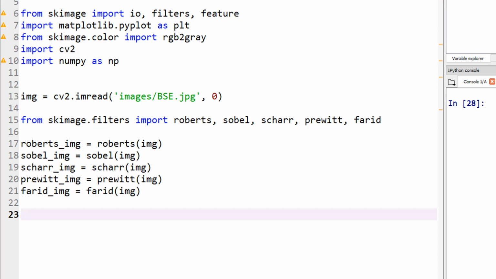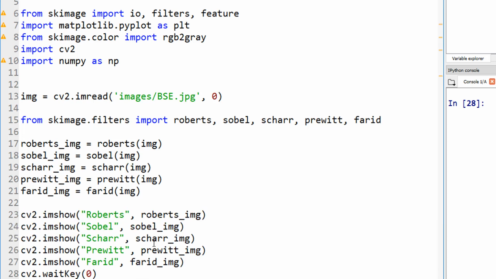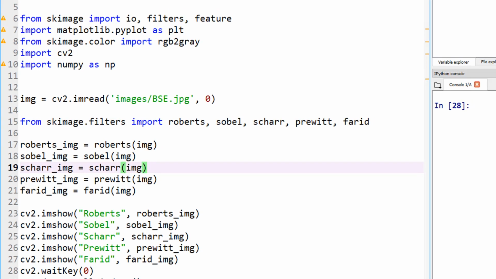The best way to visualize these is to use OpenCV. Let me copy the code here. We are going to display our Roberts, Sobel, Scharr, Prewitt, and Farid images. And again, the implementation is so easy, as you can see. Someone already did the work for us, so all we're doing is importing the appropriate filters. Let's go ahead and run it.